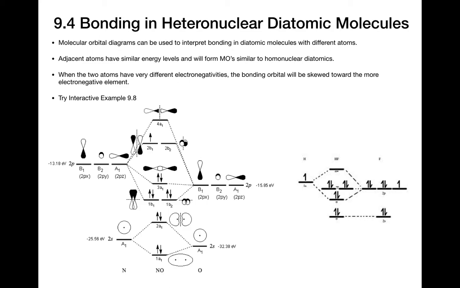So we could interpret this based on electronegativities that the bond would be closer to the fluorine atom, and in fact that's what we see when we have polar bonds, is that the 2 electrons in the bond are drawn closer to the atom with a higher electronegativity. In this case, fluorine's electronegativity is higher than hydrogen's.